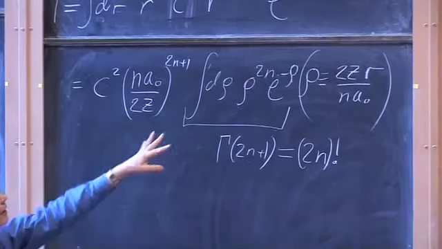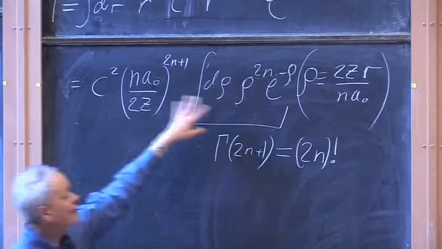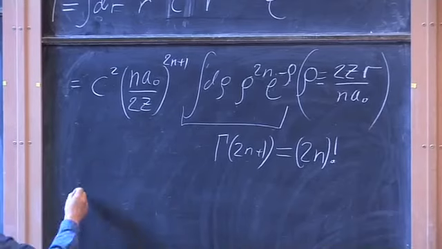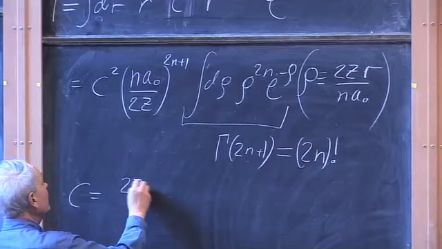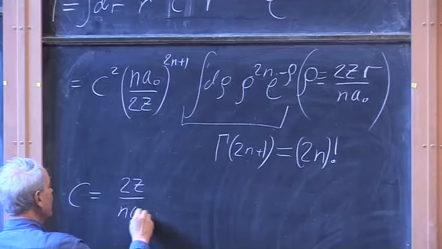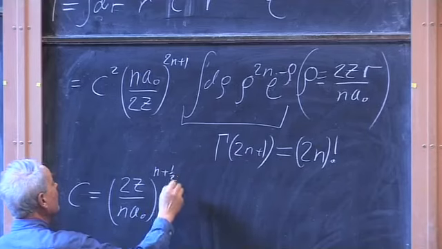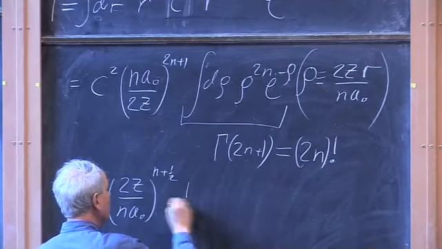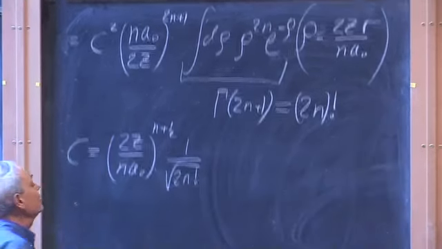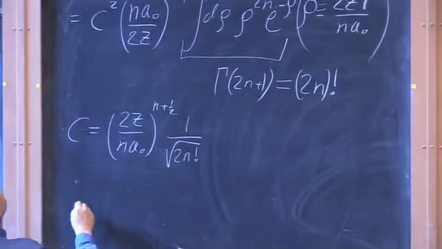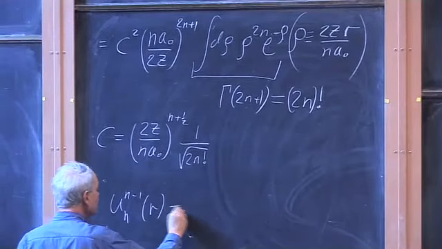And you want to be able to recognize that because one often encounters that pattern, and you want to just be able to say, aha, that's 2n factorial. So this tells me what C is. C is equal to 2z over n a0 to the n plus a half, times 1 over the square root of 2n factorial, which enables me to write down the relevant wave function u n minus 1 of radius.